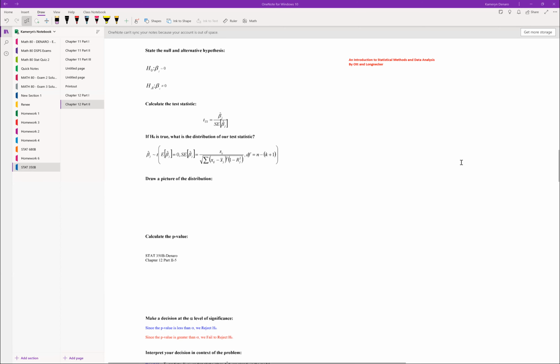Hello, everyone. We're working through An Introduction to Statistical Methods and Data Analysis by Ott and Longnecker. We are on chapter 12, part 2.